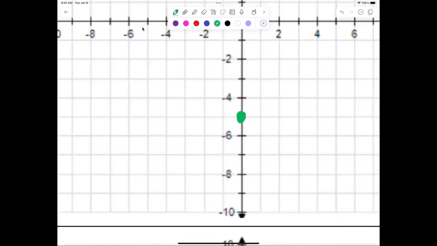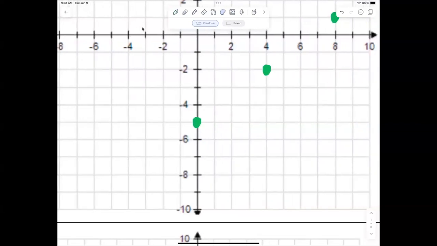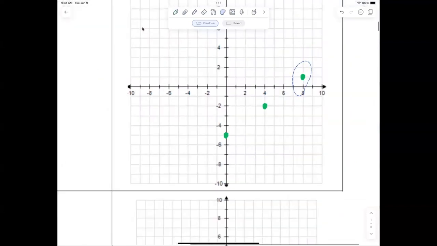Everybody plot the point (0, -5). From there, I did what? Notice I'm going from the y-intercept. From the y-intercept, I go what? 1, 2, 3, and to the right 4. Up 3, to the right 4. And then draw the line.